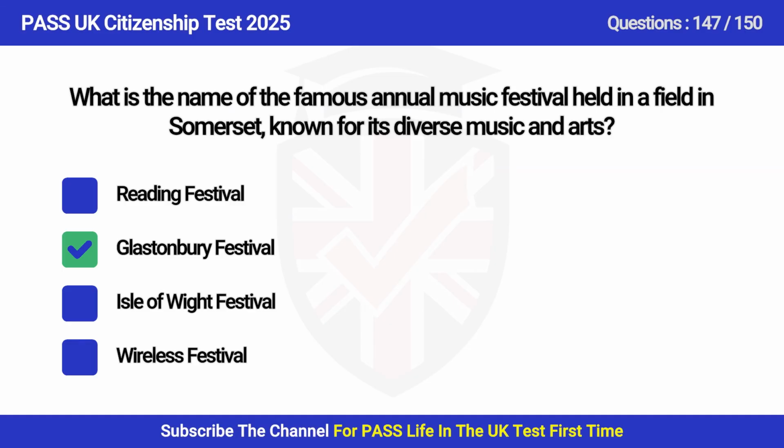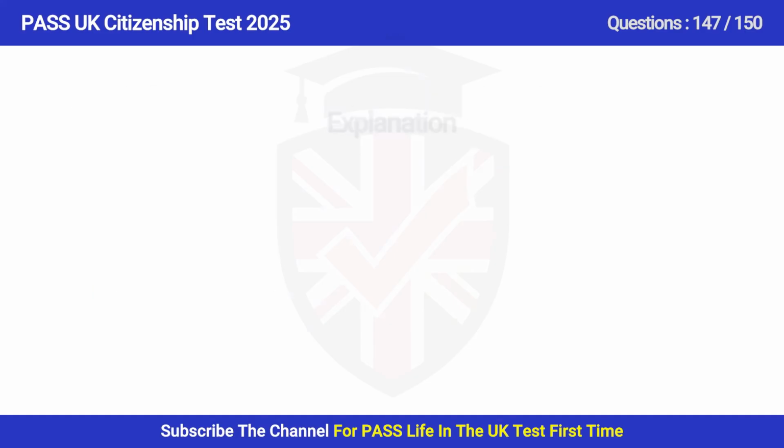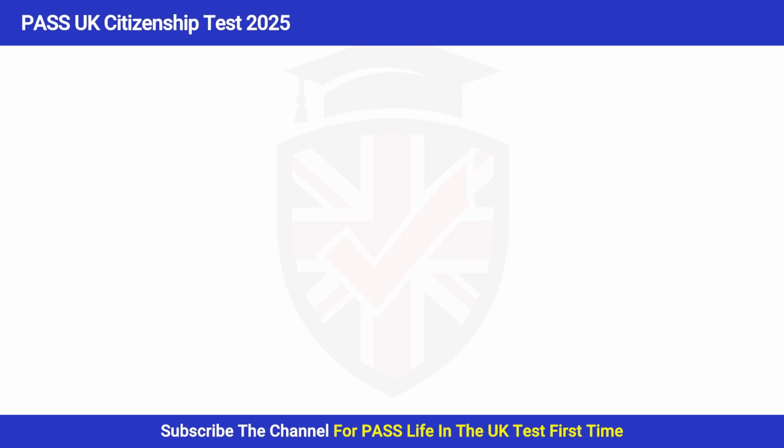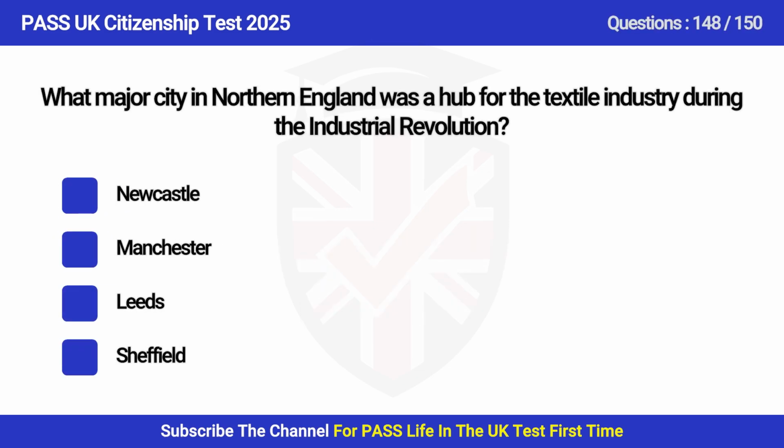Answer is B. Glastonbury Festival. Glastonbury Festival of Contemporary Performing Arts is a festival held near Pilton, known for its music and performing arts. Question 148. What major city in northern England was a hub for the textile industry during the Industrial Revolution? A. Newcastle, B. Manchester, C. Leeds, D. Sheffield.